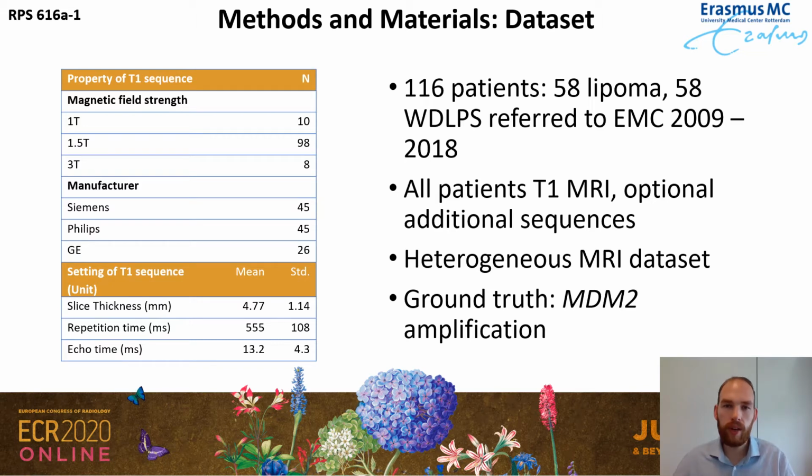So let's first take a look at the dataset that we're using here. We're using a dataset consisting of 116 patients. Half of the patients are well-differentiated liposarcomas and half lipomas, and these are all patients referred to our hospital. For all of these patients, we have at least a T1-weighted MRI, but additional sequences might be available. And while these patients were all referred to our hospital, the scans originate from different hospitals, so there's quite some variation in the acquisition protocols. For example, on the table left, you can see that there's some variation in the parameters for the T1-weighted MRI. For all these patients, the ground truth was found by looking at the MDM2 amplification.